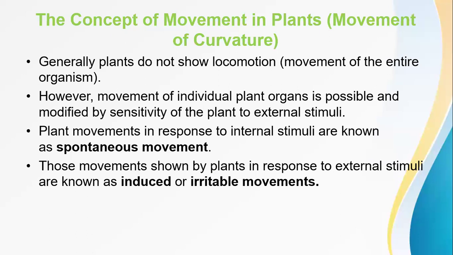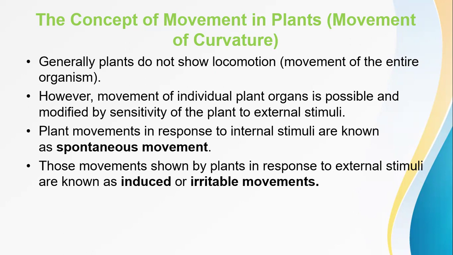Now we have to know that the movement in plants is what we call the movement of curvature, while the movement in animals is what we call the locomotion. So generally you have to notice that the plants do not show the locomotion, that is the movement of the entire organism, compared to the animals which show locomotion. Example, human beings can move from one place to another. The entire body can move from one place to another. Take an example, maybe by walking or running, they can move their whole body from one place to another.